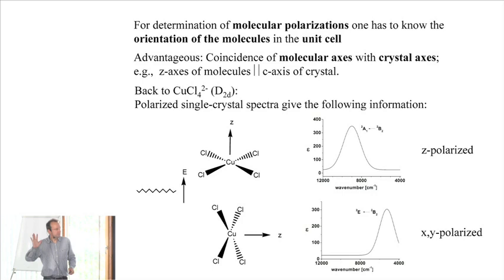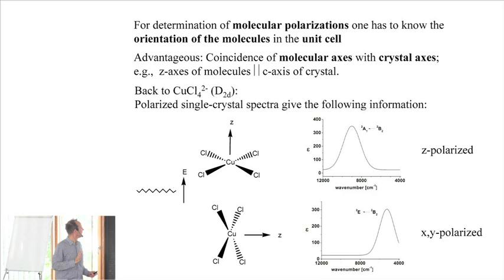And it's even more complicated than that, because if you want to extract molecular polarizations, you have to transform your spectral information to the molecules in your unit cell. And you have to know how your molecules are oriented in the unit cell. And of course, it's advantageous if your molecular axis coincides with the crystal axis, then you get molecular polarization. But this is rarely the case, unfortunately.